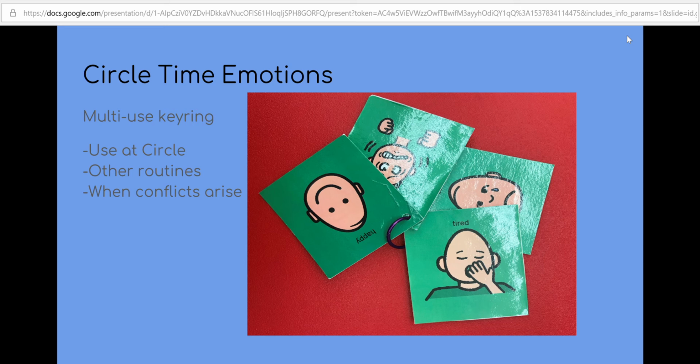But because this is on a key ring, we can also travel with this very easily. You can clip this onto your belt buckle or your lanyard and use it in other parts of the routine. So when conflicts arise during playtime, you can have students reference how they are feeling. If they're feeling mad because a student took their toy, they can show the other student and show us how they are feeling if they are not able to verbally express how they are feeling.